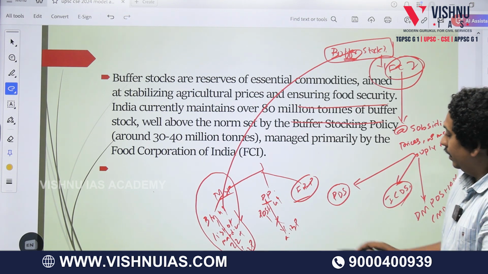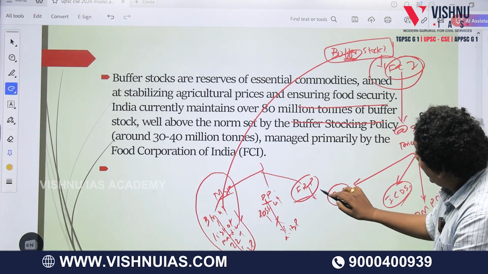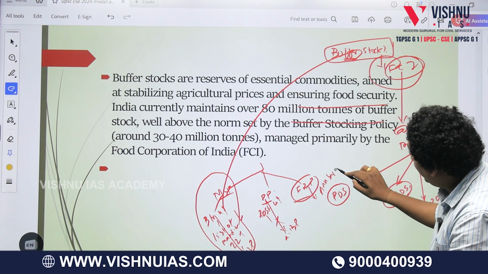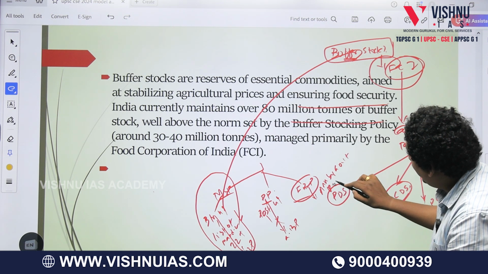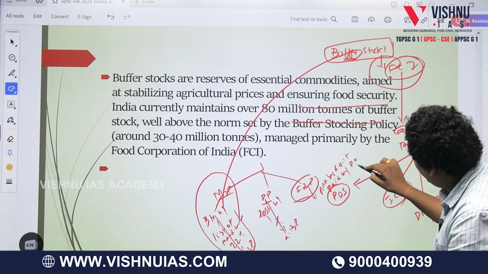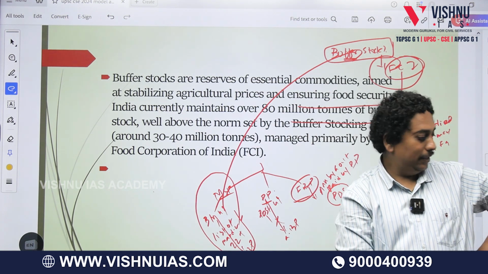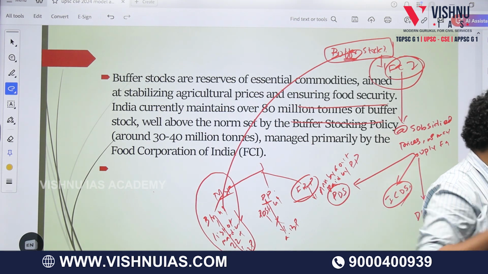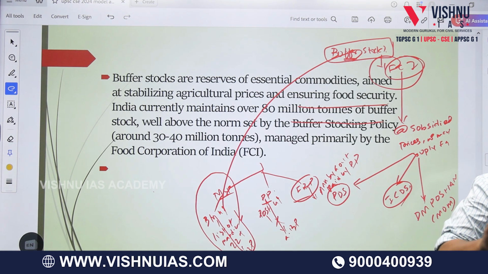Okay. But fair and remunerative price is the price which is announced by the government, but this price is paid by the private player. Remember, the government announces this price, but the government does not buy. Paid by the private player.